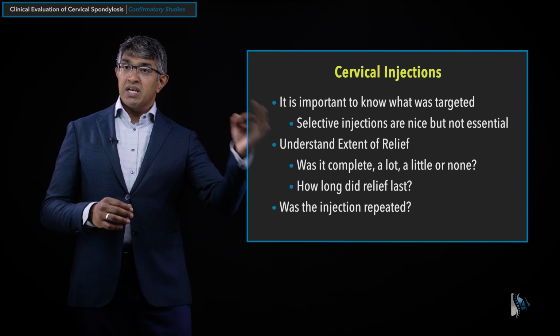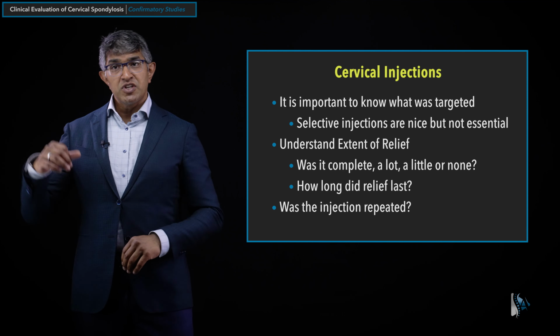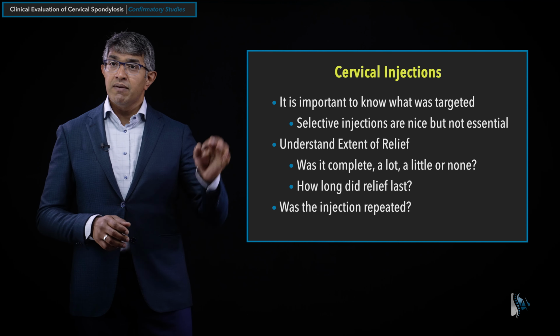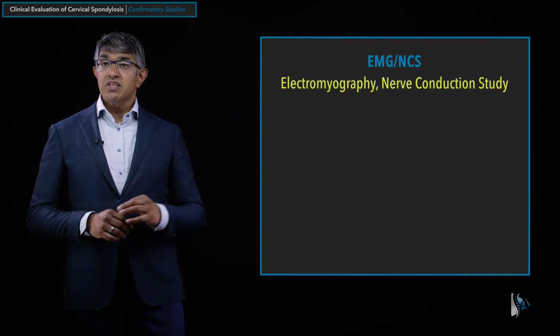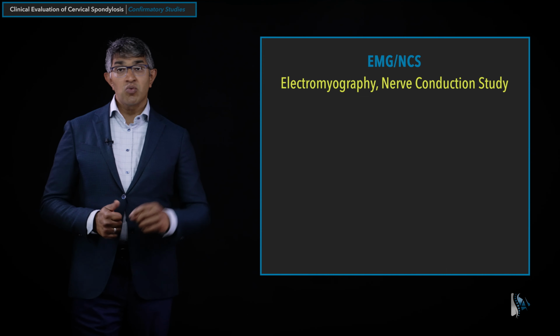I get much more cautious about some type of surgical intervention if they got not even transient relief from cervical injections for things like cervical radiculopathy. Now they may not help with neck pain, they may or may not. I don't use them for myelopathy, but there's a very important role for cervical injections in cervical radiculopathy.